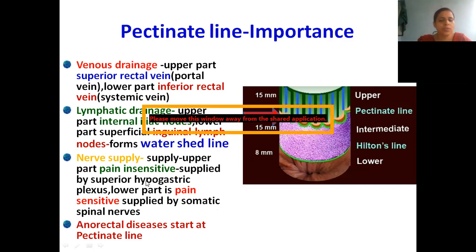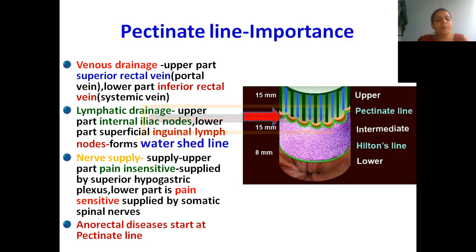Then nerve supply. The upper part is pain insensitive. This is very, very important. We have piles as a clinical question. Piles are nothing but hemorrhoids, where you will see bleeding in the fecal matter and a lot of blood is seen.